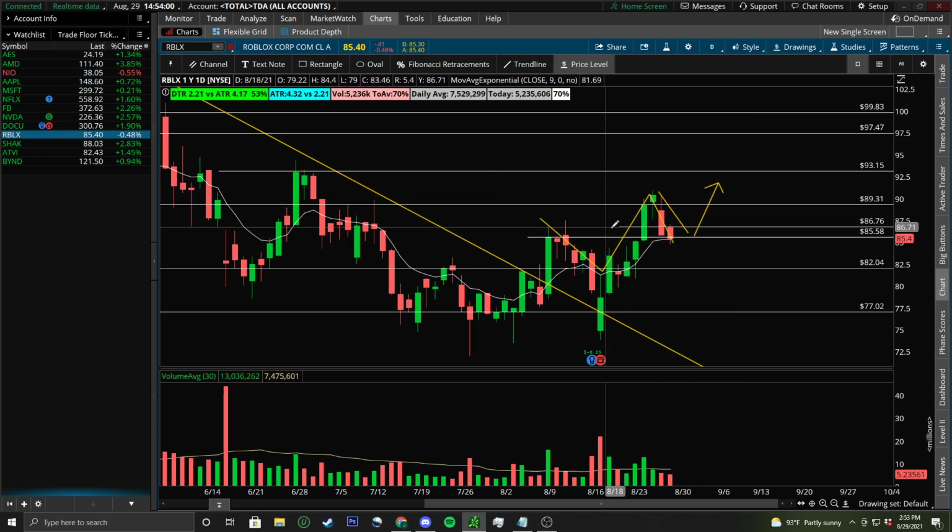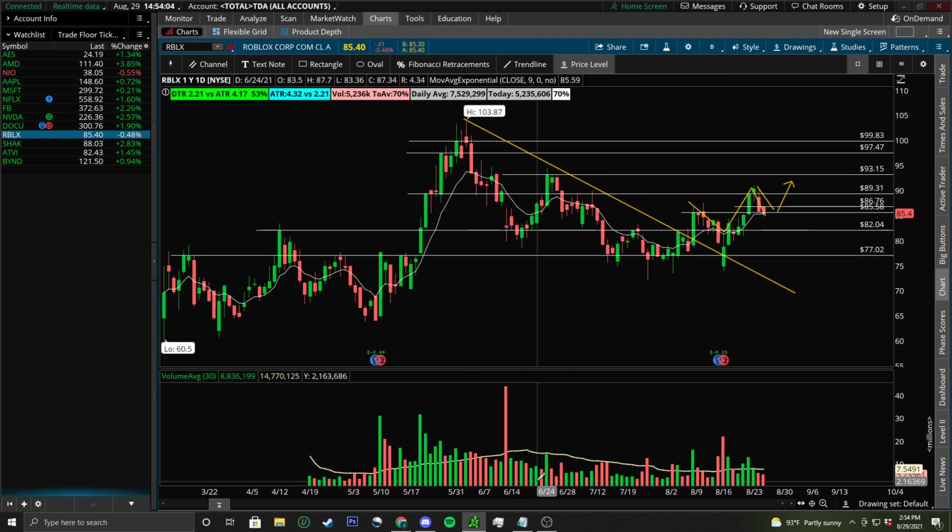But what's a really good break below? This same common area. I really don't need to mark another level right there. Let's see if I can get another support here.